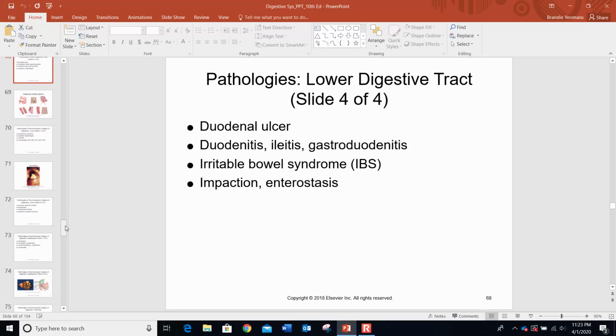Okay, some more things. We've got the duodenal ulcers, irritable bowel syndrome, and that also now is an irritable bowel disease, but I want you to remember it as IBS, because you'll hear a lot of patients talking about IBS, irritable bowel syndrome, and then you also have irritable bowel disease.